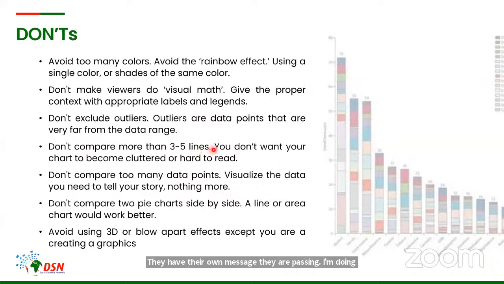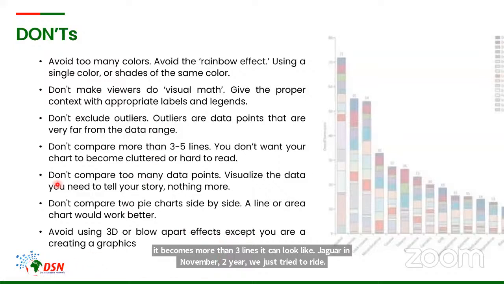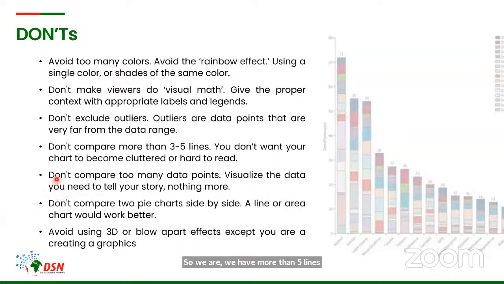Don't compare more than 3 lines if you are using a line chart. When it becomes more than 3 lines, it can look like jargon. When a 2-year-old is trying to write, they just draw lines all over the place. So if we have more than 5 lines, it starts looking like bad handwriting. Don't compare too many data points. Visualize the data you need to tell your story, nothing more. That is why we have filters and pivot tables. Visualize only the data that you need.